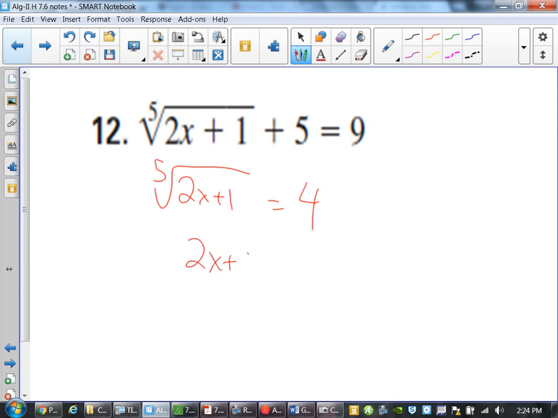That's going to the 5th power. If it makes you feel any better, I have no clue what 4 to the 5th power is. 1,000. I know what 4 to the 4th is: 256, because it's 4 squared squared. 4 to the 5th power is 1,000.